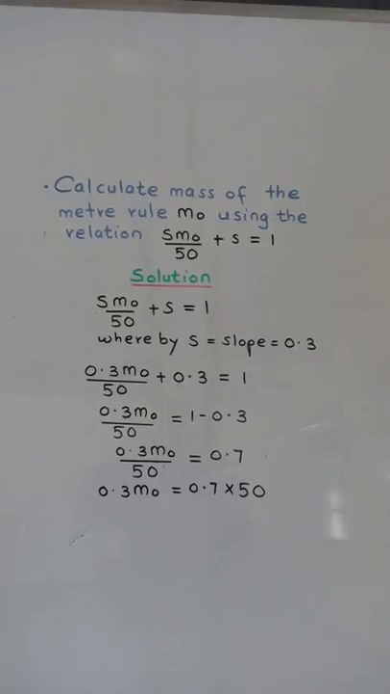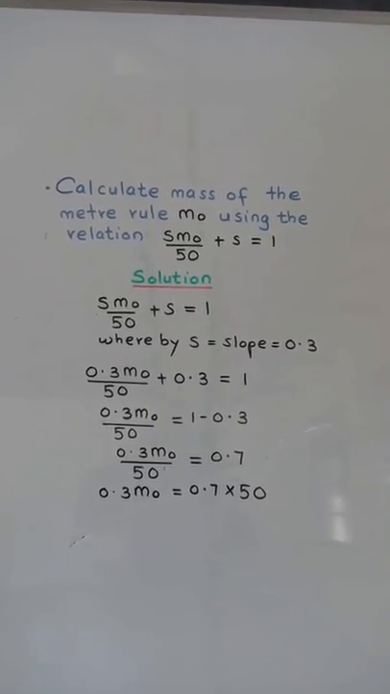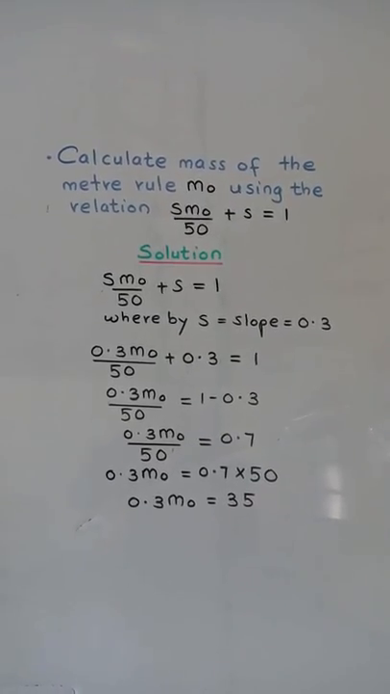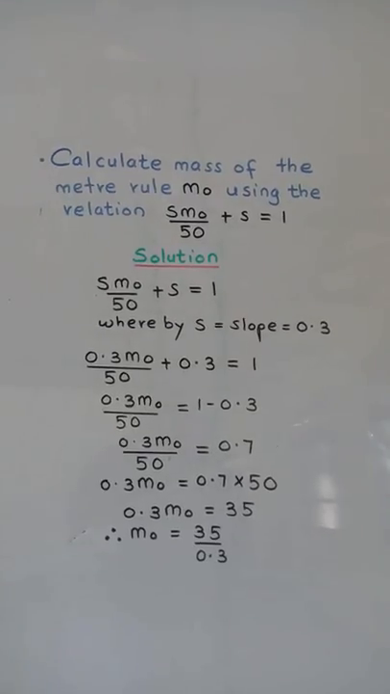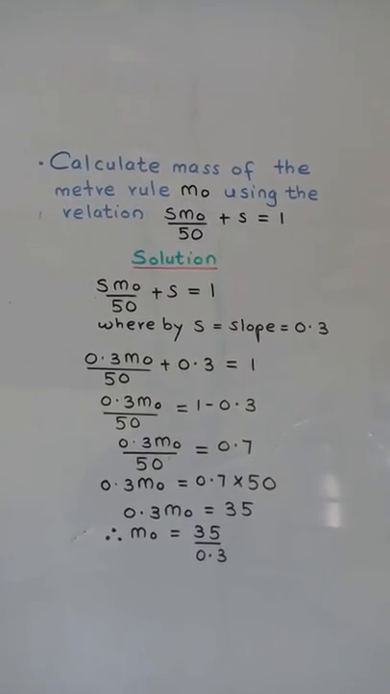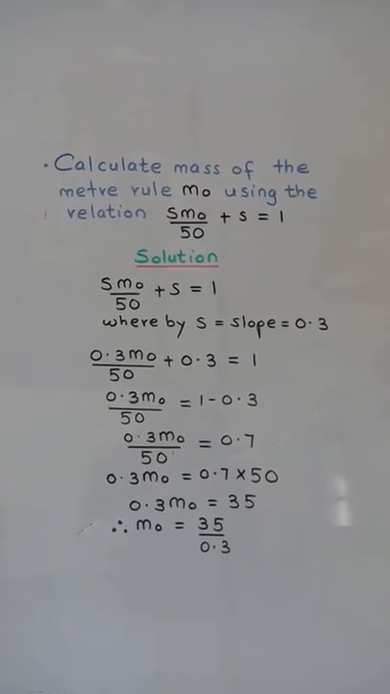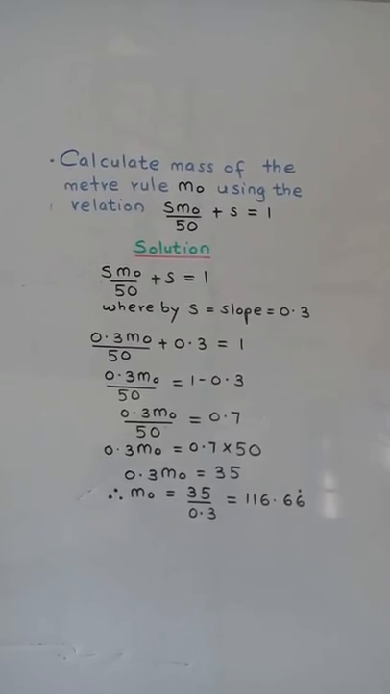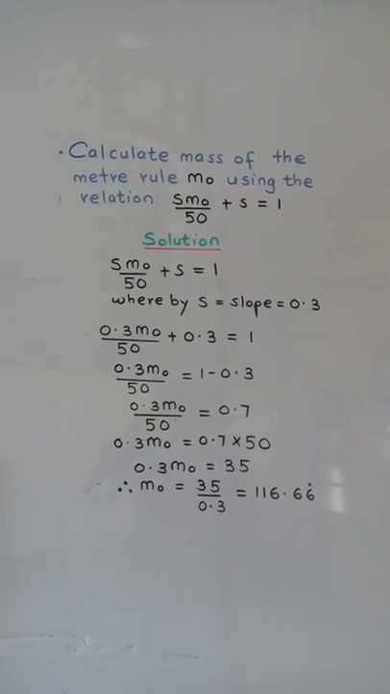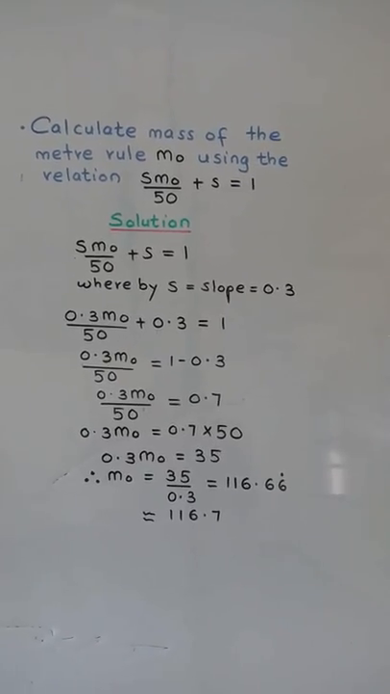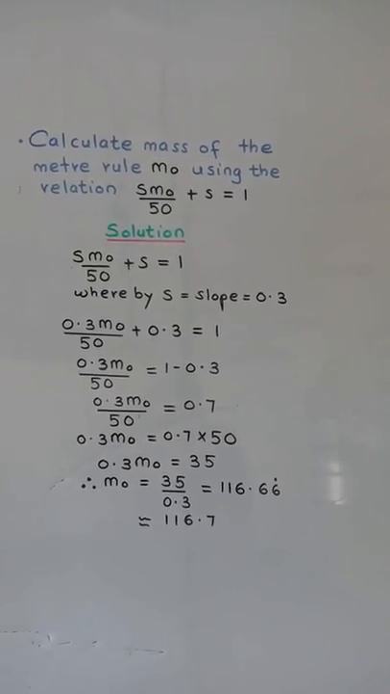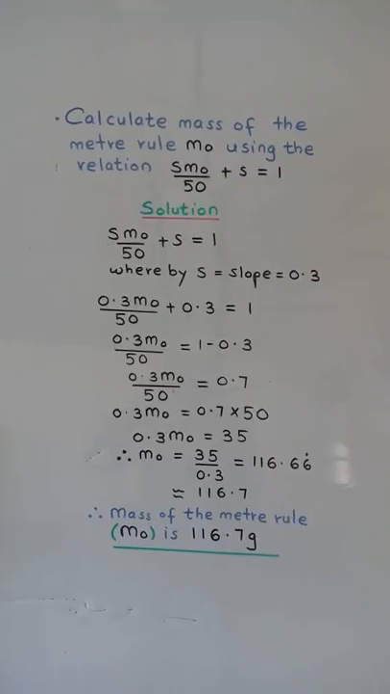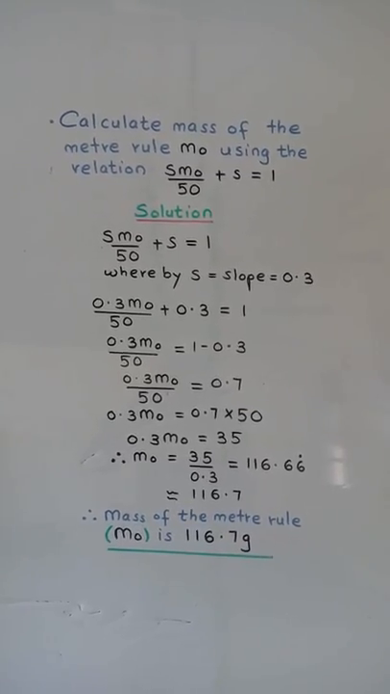Then 0.3 m naught is equal to 0.7 times 50. 0.3 m naught is equal to 35. Therefore, m naught is equal to 35 over 0.3, which is equal to 116.66, which is a repeating decimal, approximately 116.7. Therefore, mass of the metre m0 is 116.7 grams.